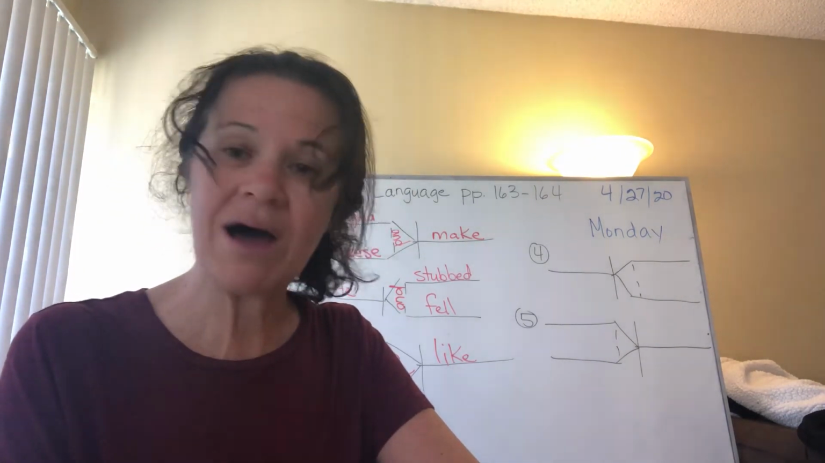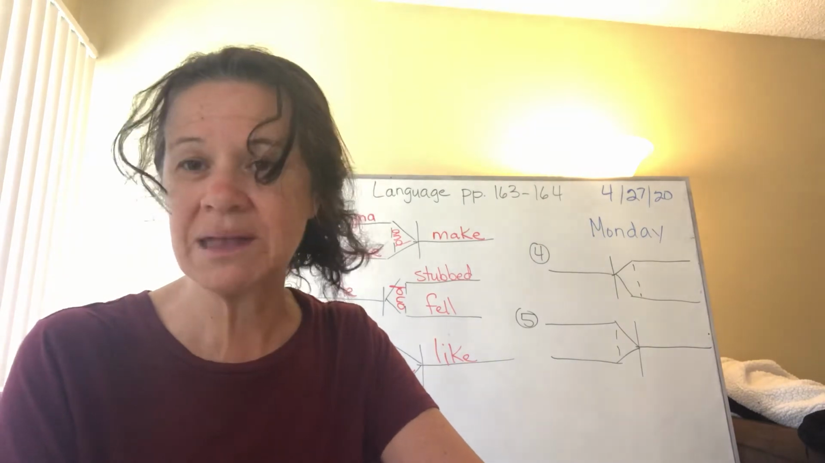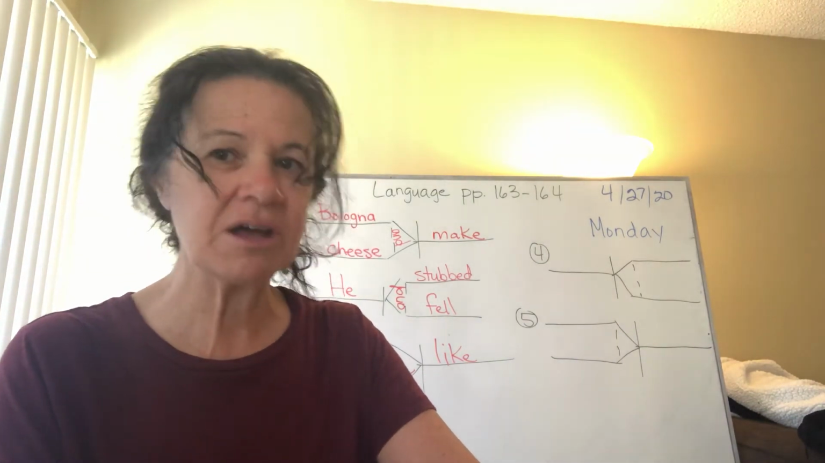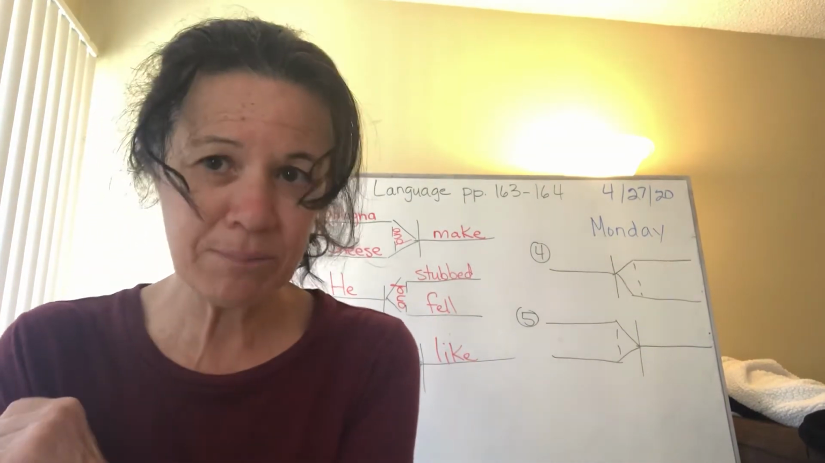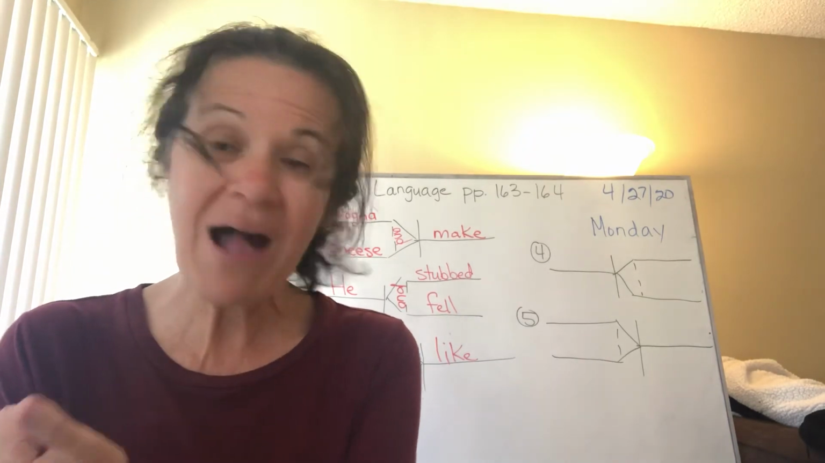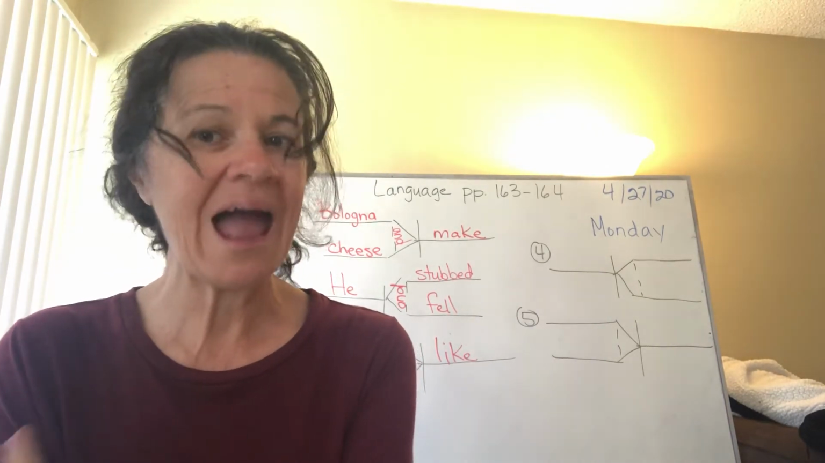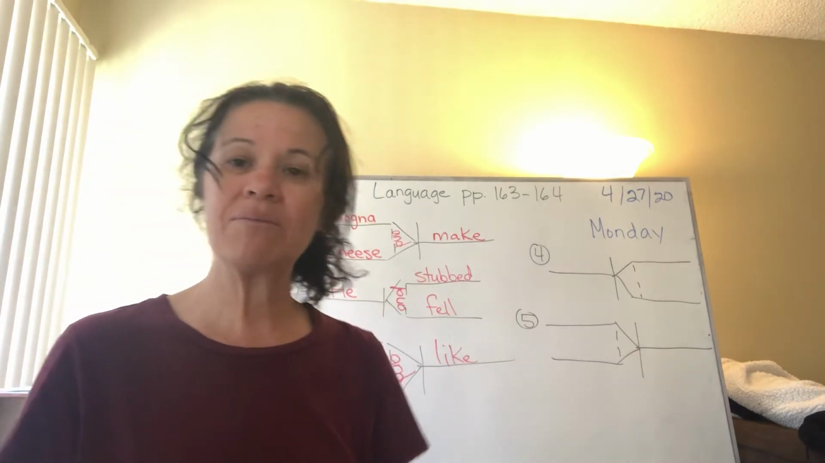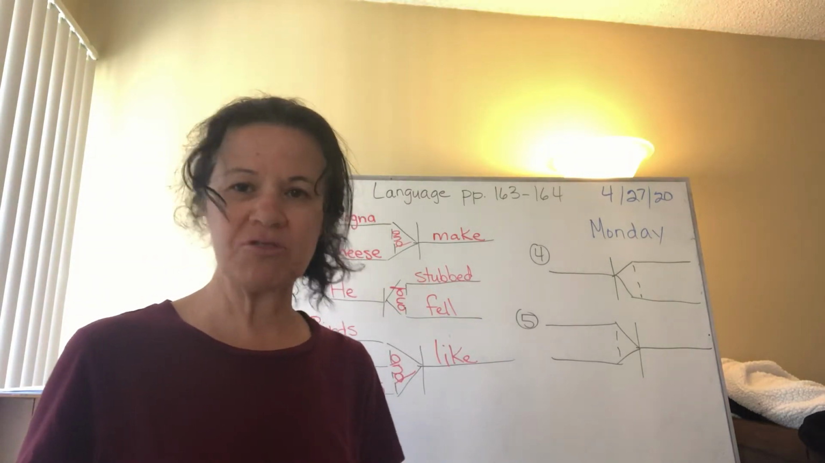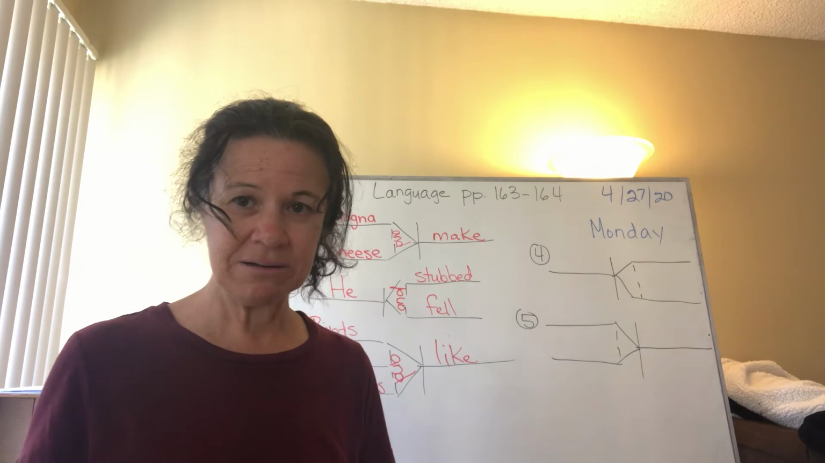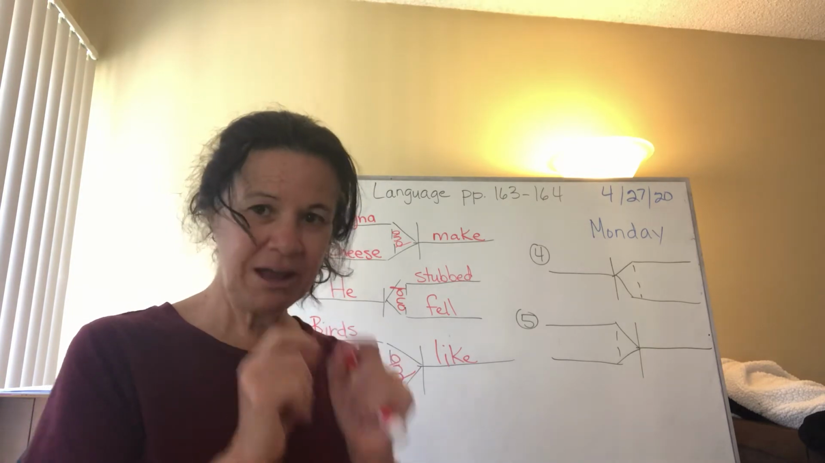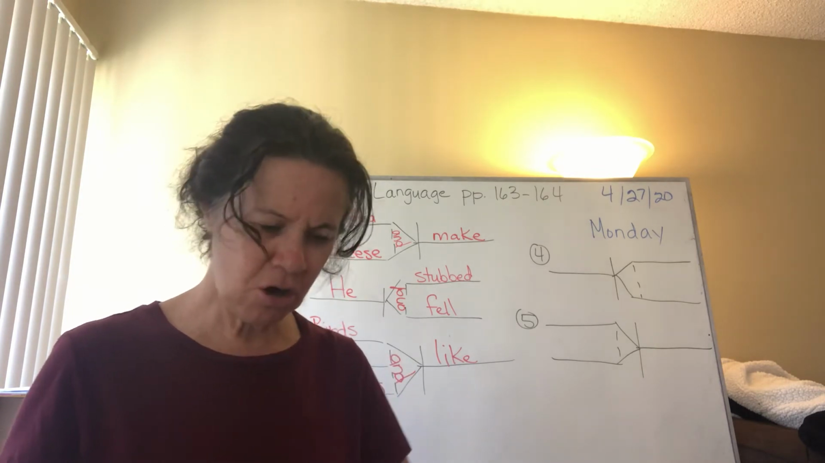The rainbow comes and goes. Who or what comes and goes? What's my subject? Rainbow. You underline rainbow once. And then what about the rainbow? It comes and it goes. So comes and goes are our verbs. Don't underline the word and. That's a connecting word. Underline comes twice, underline goes twice.